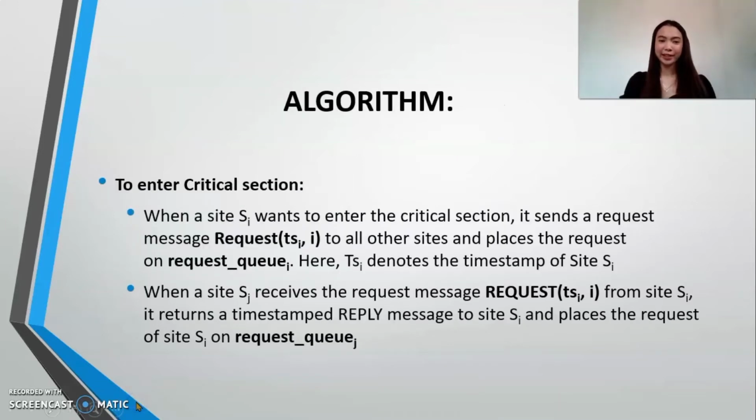So next, the algorithm. To enter the critical section: when a site Si wants to enter the critical section, it sends a request message, request(timestamp, i), to all other sites and places the request on its request queue. Here, timestamp denotes the timestamp of site Si. When a site Sj receives the request message request(timestamp, i) from site Si, it returns a timestamped reply message to site Si and places the request of site Si on its request queue.